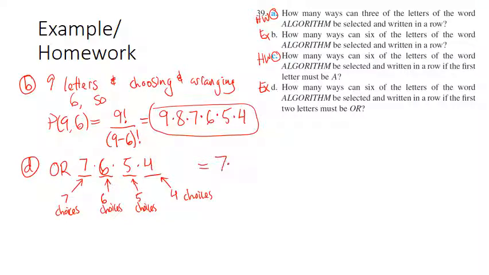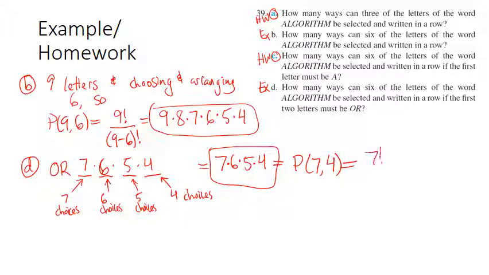So you get that. Another way to think of this is you think of those 7 letters that were left over from the word, and you're choosing and arranging 4 of them. So this is also P of 7 comma 4. I'll just circle that one, that's the most simplified. So you could also, of course, do it like this: 7 factorial over 7 minus 4 factorial, like that.